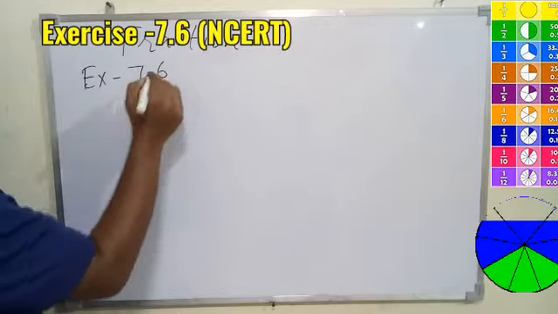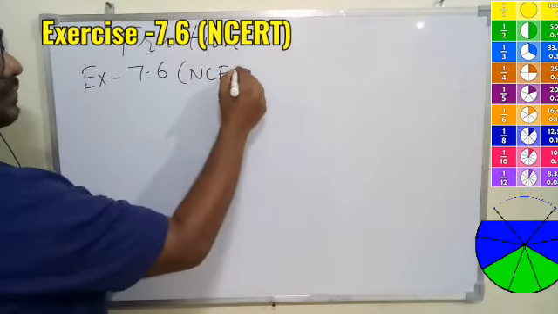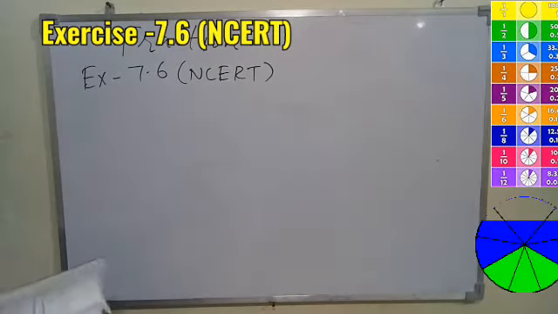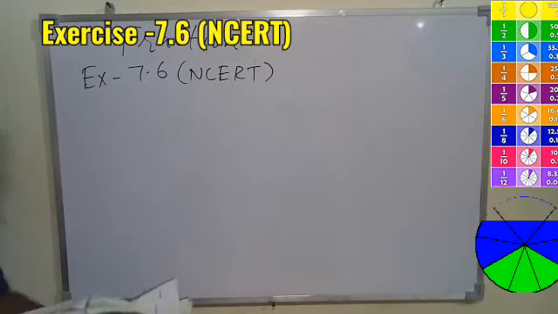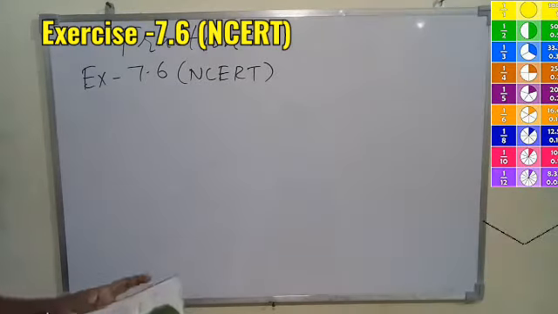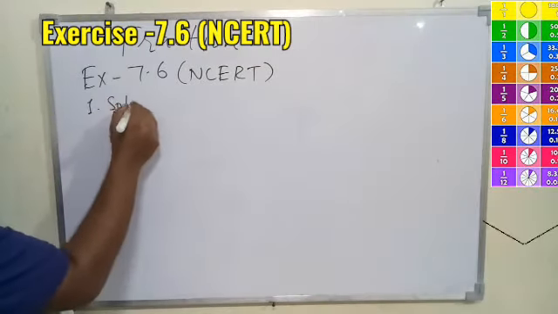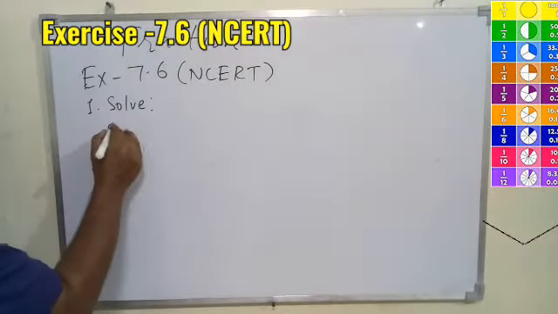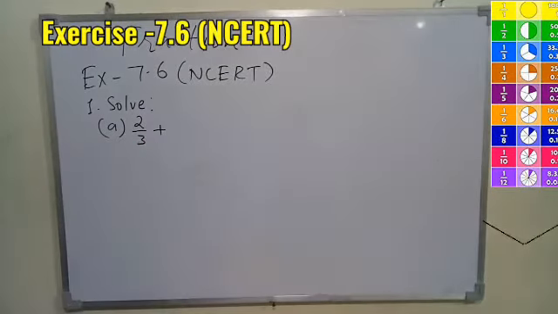Today we are going for the last exercise of this chapter, 7.6 from NCERT. And let me see what questions can be done. And you must go through the examples given in NCERT, that will surely help you. First question is solve. Solve means whatever is given we need to simplify. So first is given 2 upon 3 plus 1 upon 7.